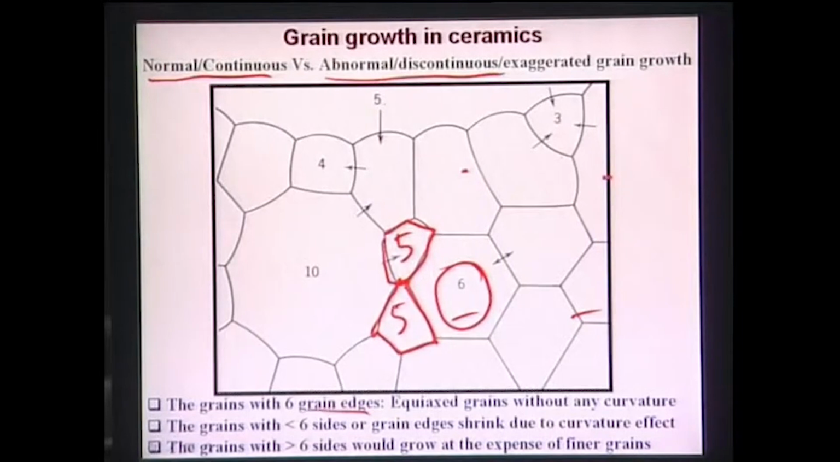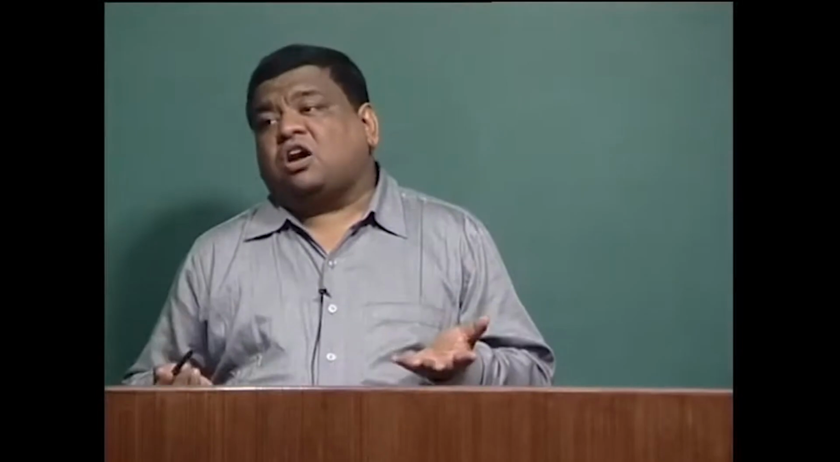That means these grains with 6 grain edges are equiaxed grains without any curvature. Without any curvature means the grain edges are straight. They do not have any curvature in the grain boundary. Now if the grain edge count is more than 6, like here for example 10, this is one grain edge, 2, 3, 4, 5, 6, 7, 8, 9, 10. In this case grain growth will take place, because your grain boundary now is much more curved, and from basic geometry it needs to be curved. It cannot be a simple straight line, because with 10 grain edges your grain boundaries also will be curved.